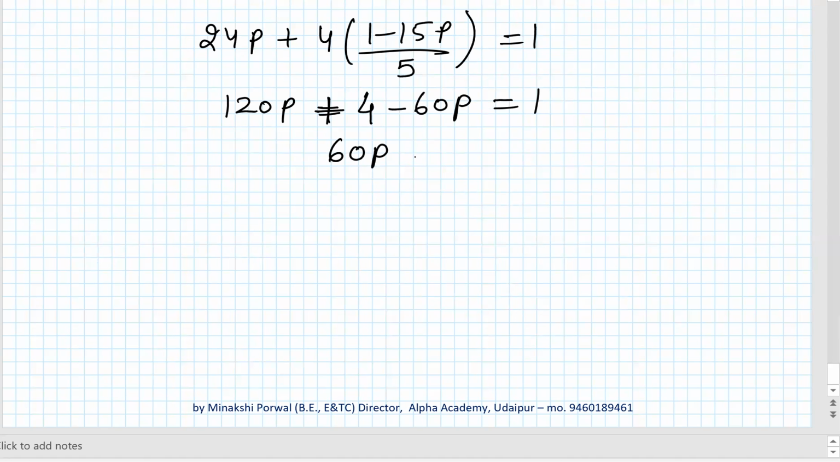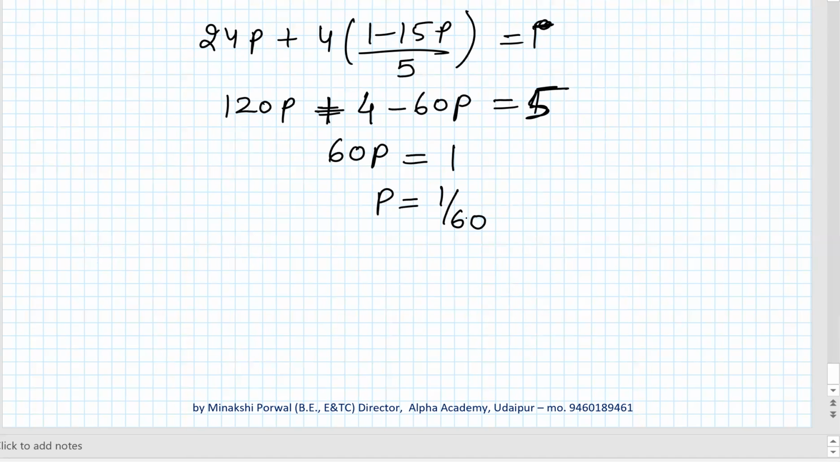So 60p equals 1. Here when we multiply by 5 in entire equation, this will also become 5. So 5 minus 4 equals 1. p equals 1 by 60.